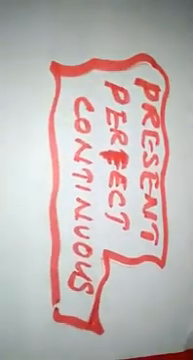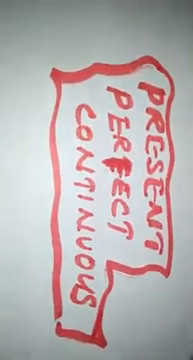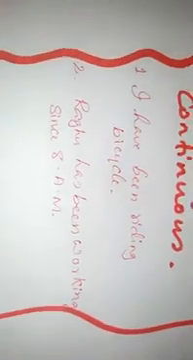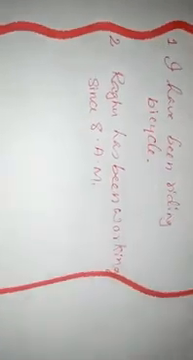Now let's move to the last one, present perfect continuous. It is used to describe an action which began some time in the past and is still continuing in the present. Let's see the first one. I have been riding a bicycle, which means I started before but am still riding. Second one, Rekhu has been working since 8 a.m. That means he started before and still he is working.